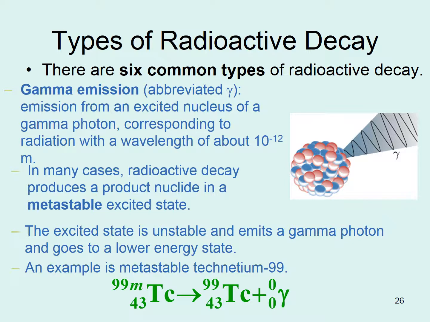Here's an example, and you see the little m. A metastable technetium-99 will decay to give us normal technetium-99 and a gamma photon, which is not really a particle, will be emitted.